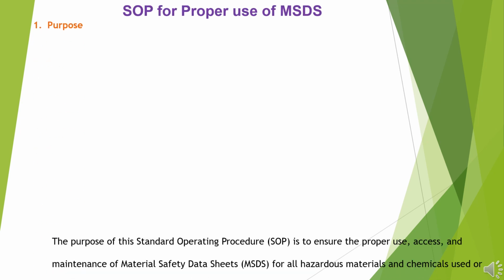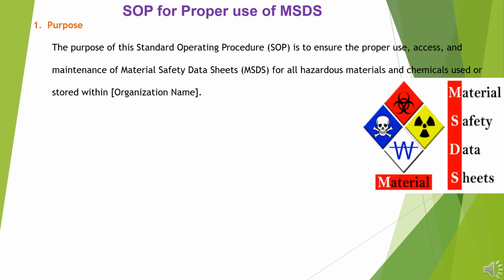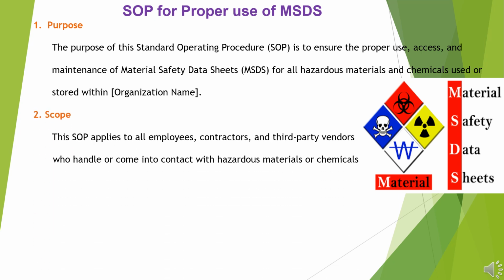1. Purpose. The purpose of this standard operating procedure, SOP, is to ensure the proper use, access, and maintenance of material safety data sheets, MSDS, for all hazardous materials and chemicals used or stored within organization name. 2. Scope. This SOP applies to all employees, contractors, and third-party vendors who handle or come into contact with hazardous materials or chemicals. 3. Responsibilities.